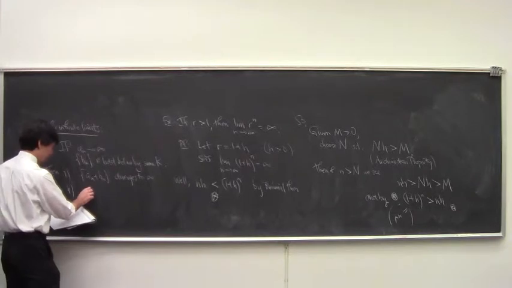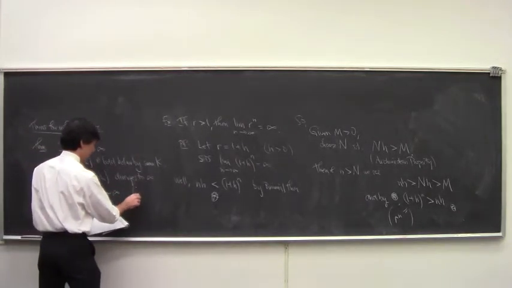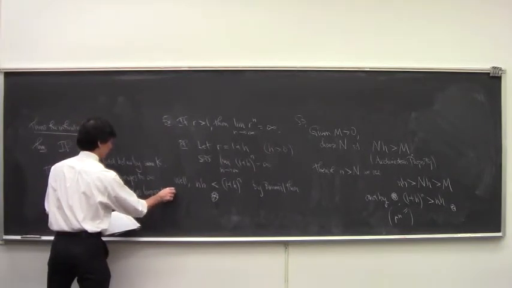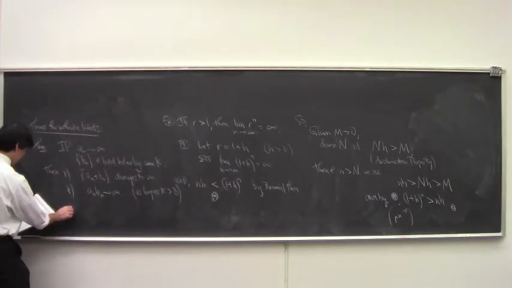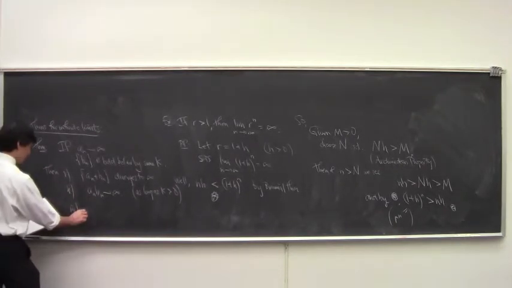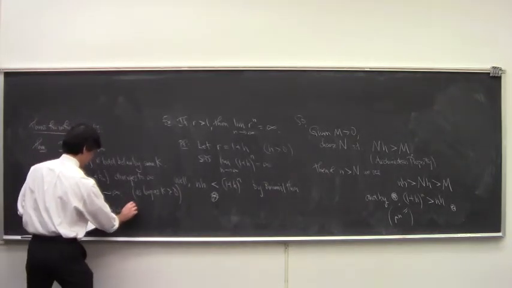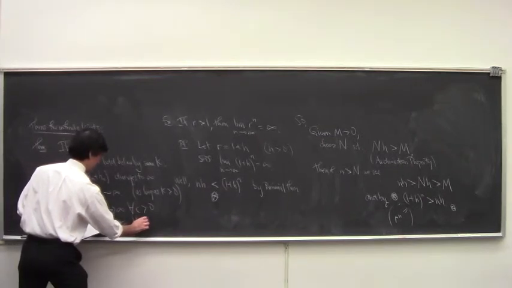And 2, a sub n times b sub n goes to infinity as long as k is positive. And number 3, c times a sub n goes to infinity for all positive c and goes to negative infinity for all negative c.